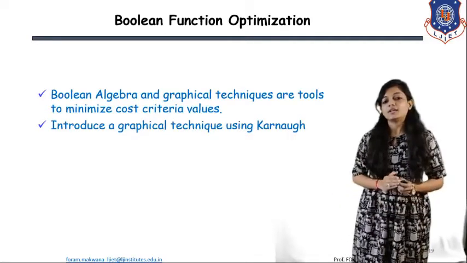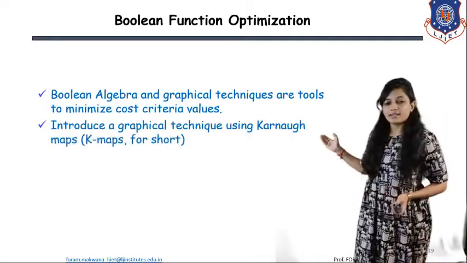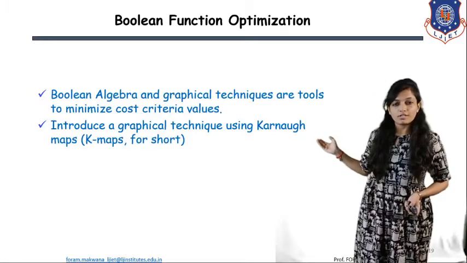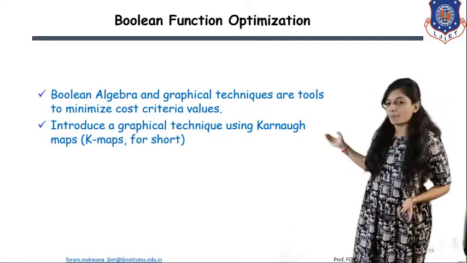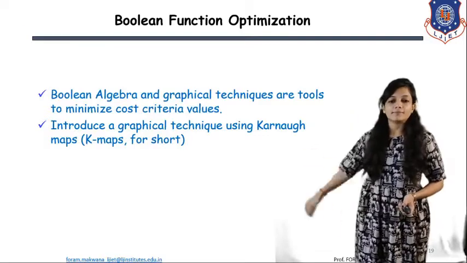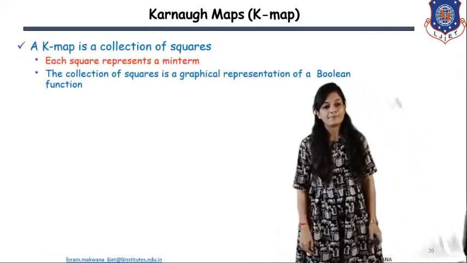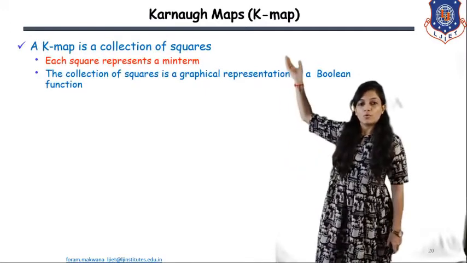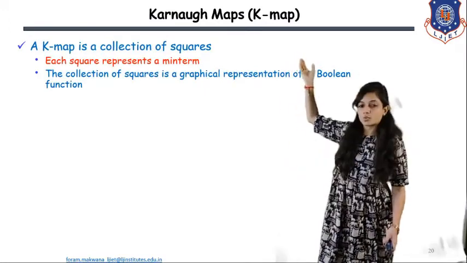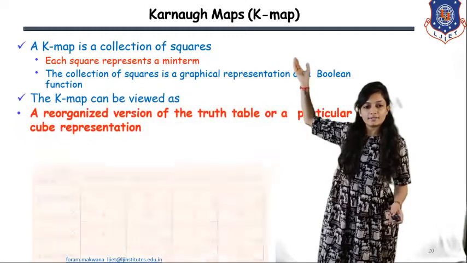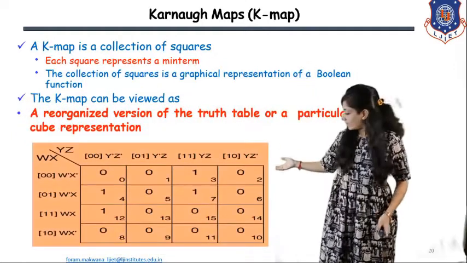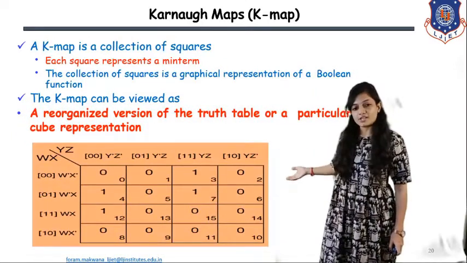We are introducing a graphical technique using K-map, in short, the Karnaugh map. Now, what do we mean by Karnaugh map? As we know, a K-map is a collection of squares. How to represent it? This is the way. K-map, it's a collection of squares.